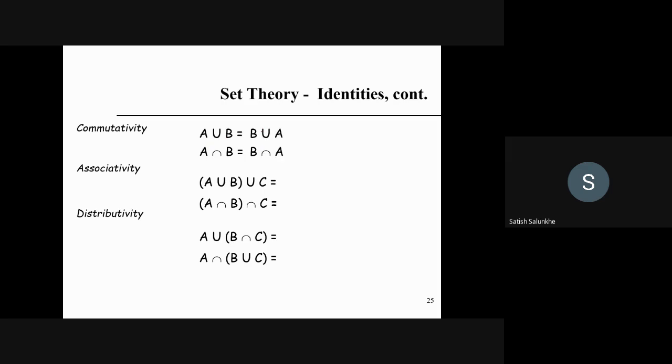Similarly, A intersection B is also equal to B intersection A. So both union and intersection operators obey the commutativity property. Now, what is the meaning of the associativity property? It is with respect to three operands.